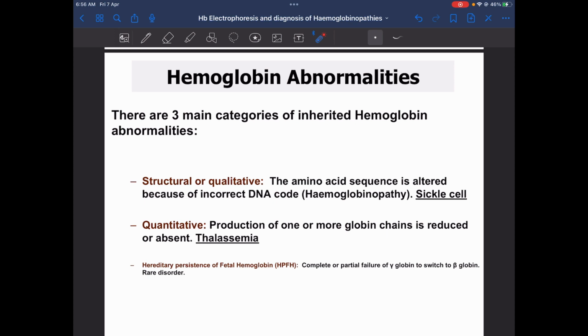But if this condition were to occur in a woman, and say that woman was to get pregnant, now that would be a problem because the mother has hemoglobin F and the baby has hemoglobin F. So the oxygen transfer in the placenta would be impaired. And so the baby would not be able to survive.